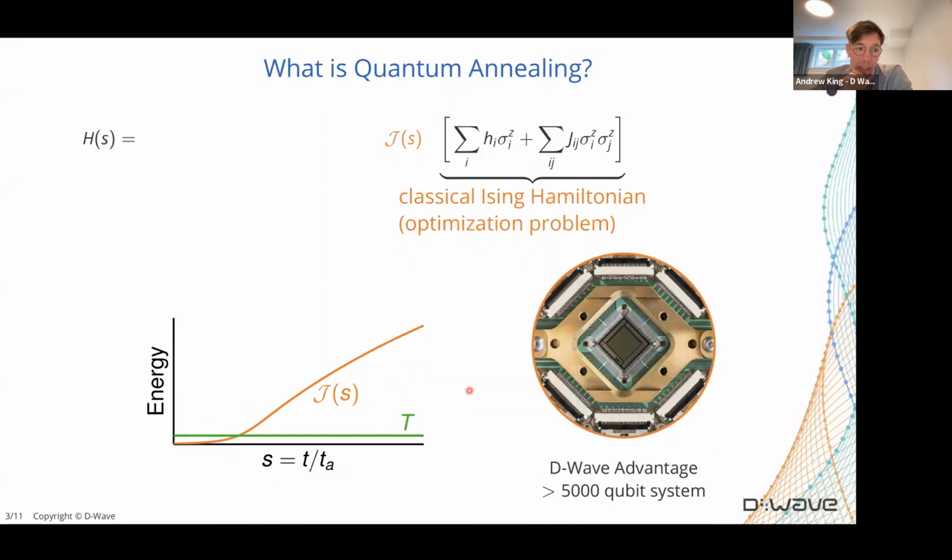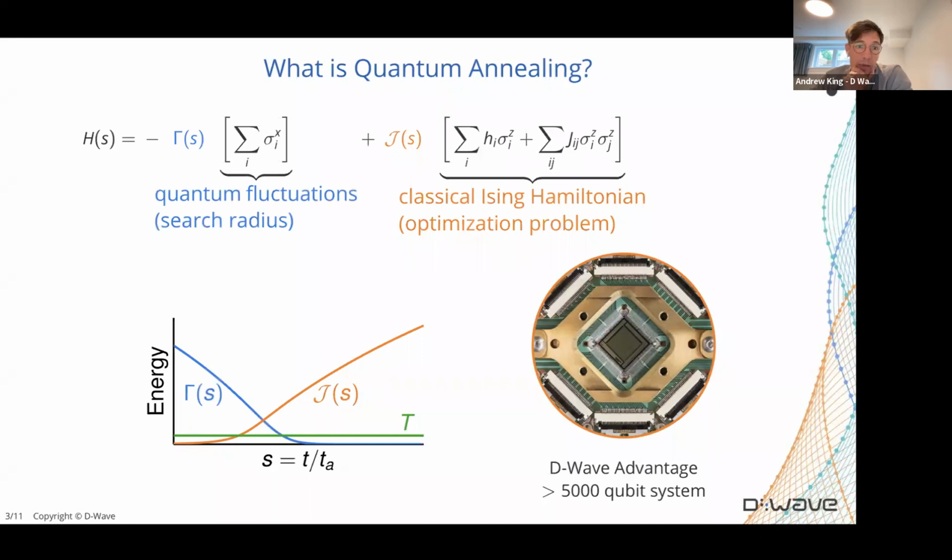If we want to update this with some 21st century flavor, we're going to add quantum fluctuations. Just like temperature, quantum fluctuations help your current solution move around and explore the landscape. And you can find certain situations in which this is provably helpful. I'll discuss that in a little bit.